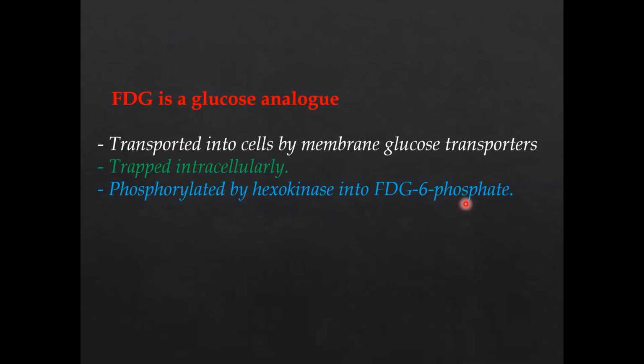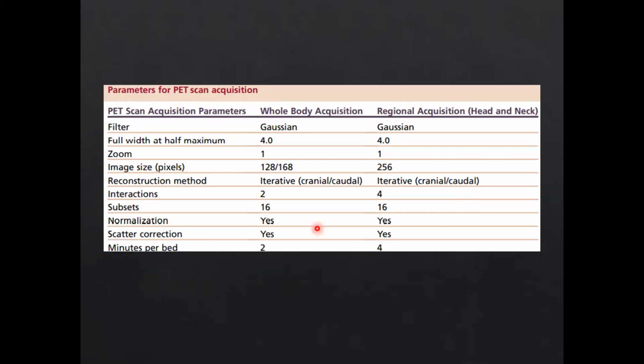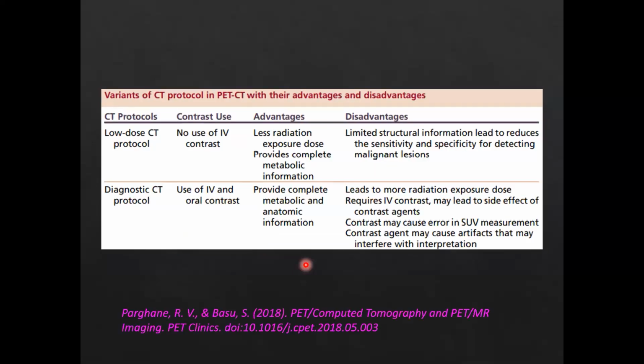So there are a couple of parameters for the PET scan acquisition. Briefly, I am not going into detail, but these are the technical factors which are to be maintained. And this is important. Variant of CT protocol: there are a couple of protocols where we use low dose CT without IV contrast, and diagnostic CT protocol with use of IV and oral contrast. So both of them have advantages and disadvantages.